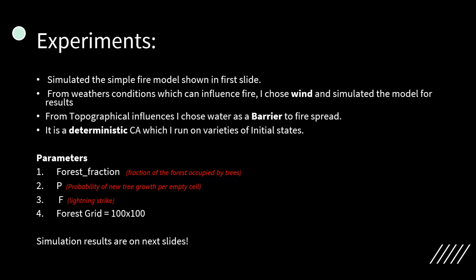In the experiment we simulated the original forest fire model, which I showed in the first or second slide, with those four rules, and later on we included wind and water to see if they can influence the fire spread or not. For parameters we have forest fraction, and P is the probability of new tree growth per empty cell. F is the lightning strike, like if lightning happens it can also burn a tree. The forest grid we took is 100 by 100, and this cellular automata is deterministic because we initialize the values ourselves. It's not randomly initialized.